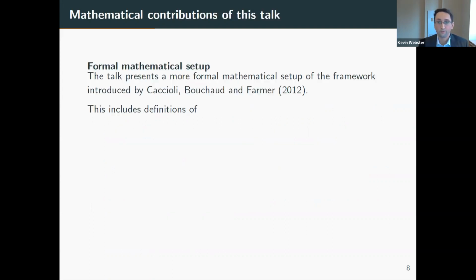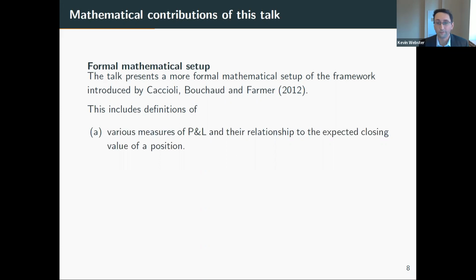In terms of the contributions of this talk, from a mathematical perspective, the main contribution is a more formal mathematical setup of the framework by Caccioli, Bouchaud, and Farmer. This includes definitions for various forms of P&L. We'll see that there are multiple ways to define P&L, and they're obviously related to each other. And we'd like to relate them also to the expected closing value of a position.